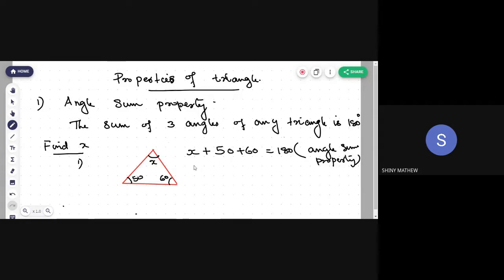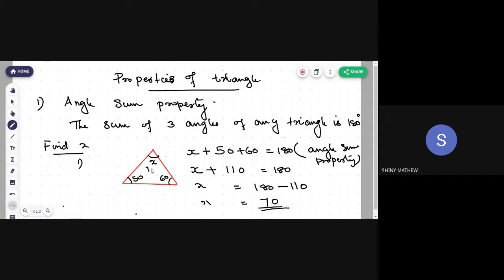So you know how to solve and find the value of x. The same method you can use. x plus 50 plus 60, that is 110. So that is equal to 180. Then we can write x equal to 180 minus 110, since 110 is being added, so the value of x is 70 degrees. Then after finding that value you can verify it.